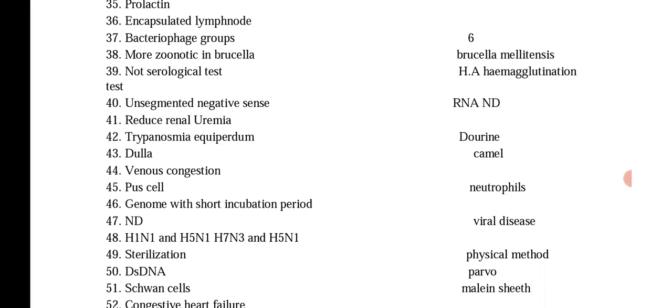Pus cells are dead neutrophils. Newcastle disease is a viral disease caused by an RNA virus. H1N1, H5N1 and H7N3 are strains of avian influenza virus.